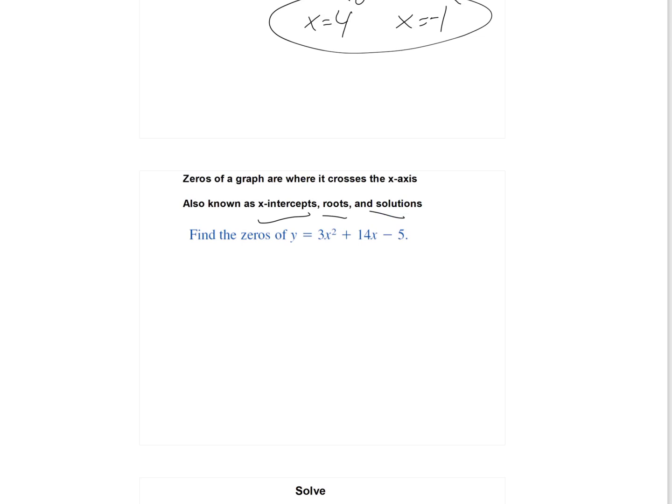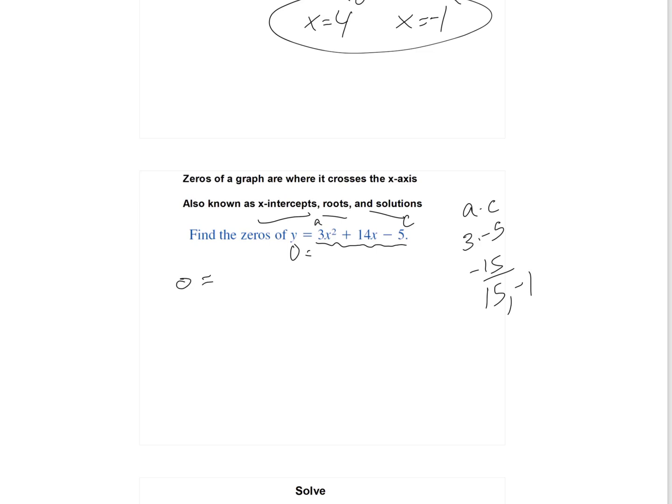So when I'm finding these values of x, I'm actually taking this quadratic and finding out where it crosses the x-axis. So I'm going to put a 0 in for y, which allows me to solve. Now a is 3 and c is negative 5, so I'm going to multiply those two together to get negative 15, and I'm going to use the factors of negative 15 to get me a positive 14, and that's going to be a positive 15 and a negative 1.